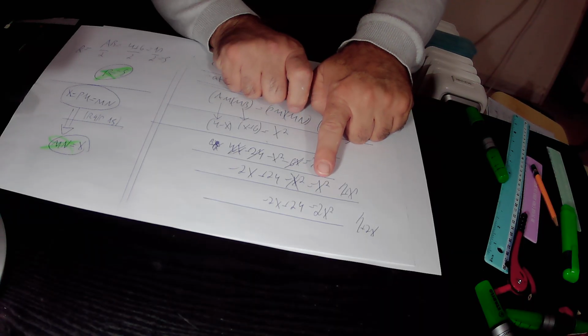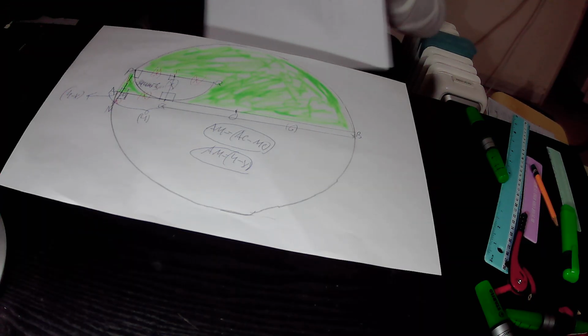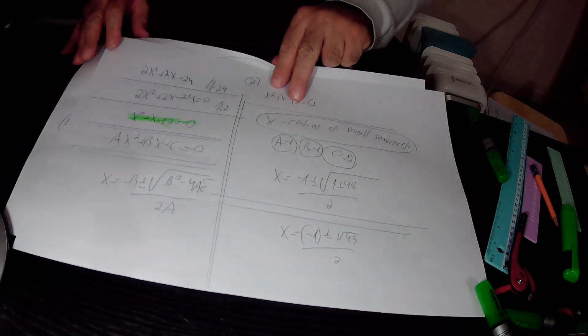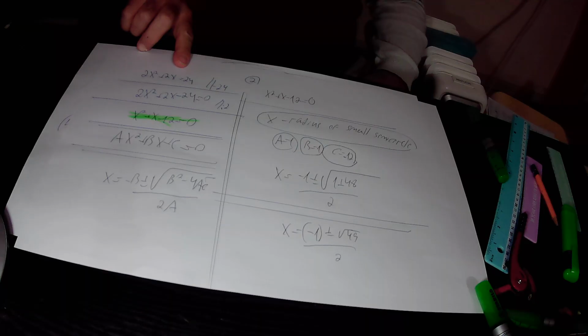Here we add 2x to this equation, and finally found out that 2x squared plus 2x equals 24. Here we subtract 24 from this equation, and we finally found out that 2x squared plus 2x minus 24 equals 0.